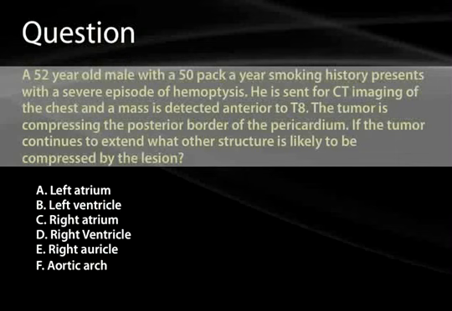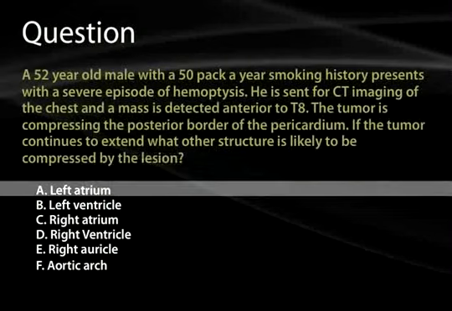Let's look at a question. A 52-year-old male with a 50-pack-a-year smoking history presents with a severe episode of hemoptysis. He's sent for a CT image of the chest, and a mass is detected anterior to T8. The tumor is compressing the posterior border of the pericardium. If the tumor continues to extend, what other structure is likely to be compressed by the lesion?